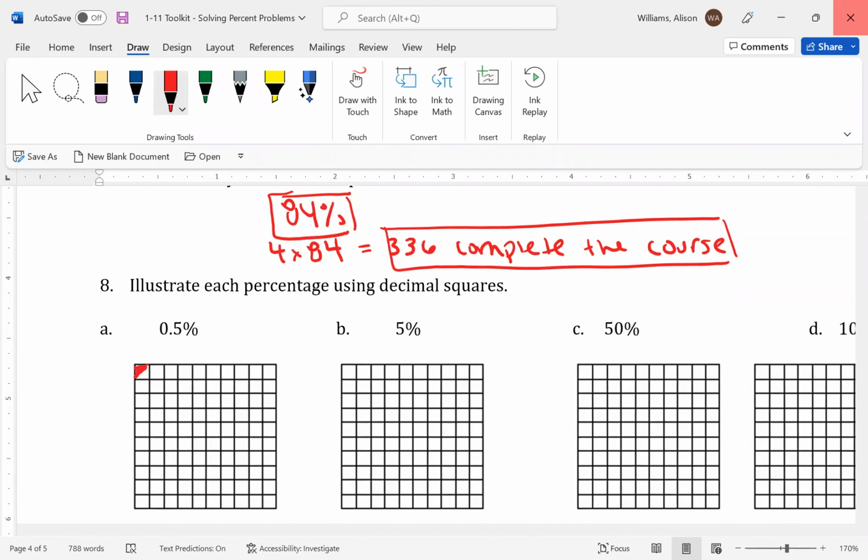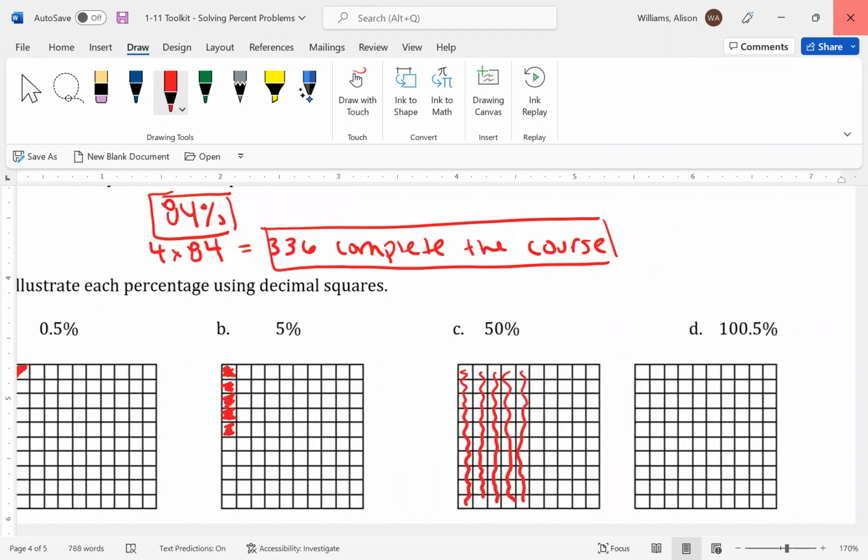Okay, 5% would be represented as 5 of these squares. All right, there we go. 50% would be half of them. Now, this is me being really lazy, but that's just because it's hard for me to draw this with this little setup, but that's okay. You can be lazy with me too. We could pretend that half of those then are shaded.